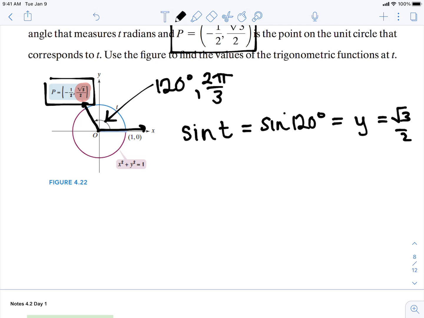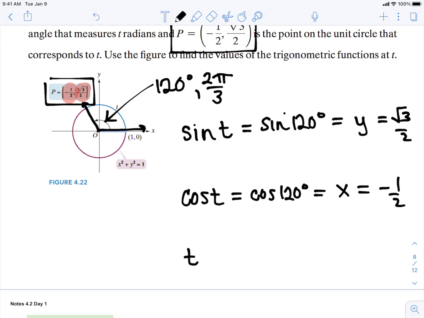Now we're going to find, I'm going to leave a little space on purpose, the cosine of t. Represents the cosine of 120 degrees. Well, this is going to be your x on the unit circle. So that is -1/2. I'm going to leave some space.